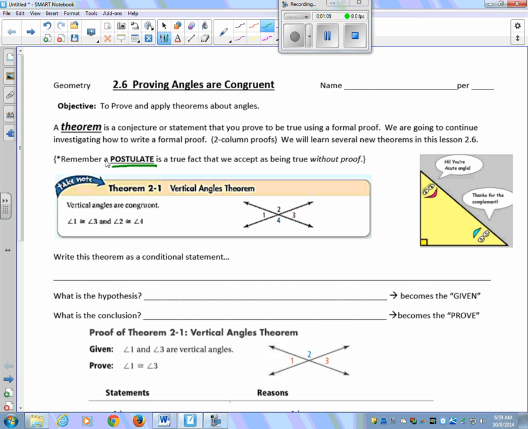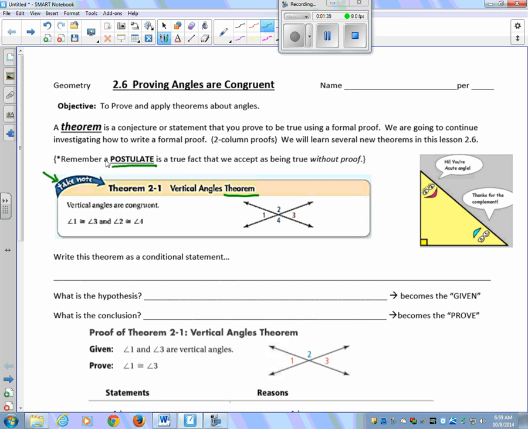It's just a fact. But other things we can actually prove with an actual proof, and one of the first things that we are going to learn in that category is the vertical angles theorem. So this is a theorem that we can prove with a proof. So the vertical angles theorem says vertical angles are congruent. In other words, if it is a pair of vertical angles, then they will be congruent every single time.